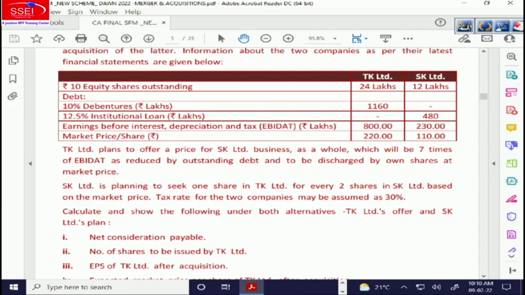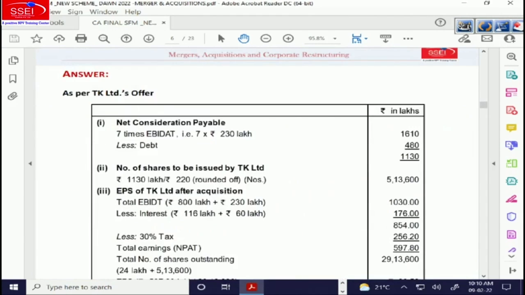So 24 plus 5.14, that's approximately 29.14 lakh shares. If I divide the combined earnings, which is 597.8, by the combined number of shares, which is 29.14, I get 20.51. Let me check the answers.